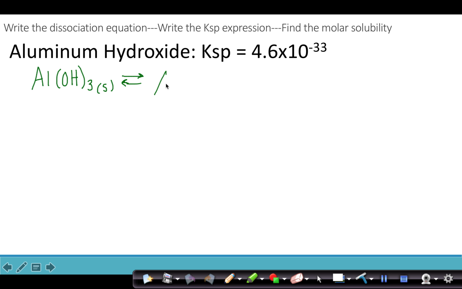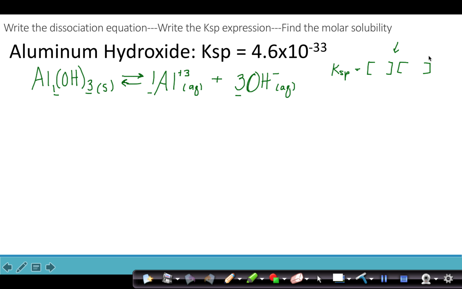As that dissolves, it's going to dissociate into a small amount of aluminum plus 3 ions that are aqueous and hydroxide ions that are also aqueous. And because this was an understood 1 and this was a 3, the coefficients here are a 1 and a 3. We will then write our Ksp expression. And at the end of the last video, we discussed that these exponents here come from the subscripts because the subscripts give us the coefficients.